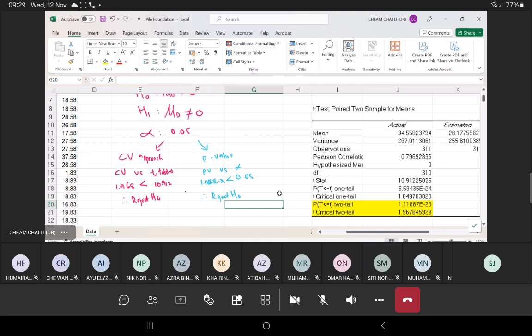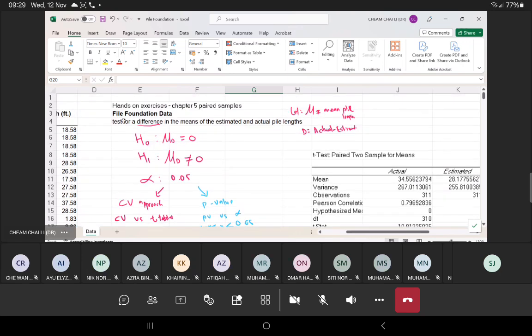Madam, again, conclusion. Come again. Repeat the conclusion. Yes. Yeah, the decision is reject H0. Yeah, you can say that there is sufficient evidence to support the alternative hypothesis. So that means there is a significant difference in the means of the estimated and the actual power length. So you boleh ambil balik dia punya statement dekat sini.